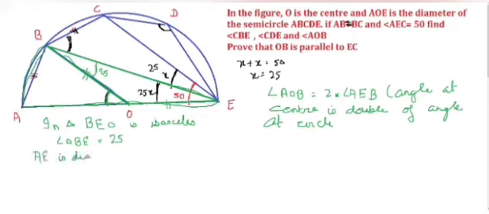Then here, now AE is diameter. So if this is diameter, it is going to make 90 degrees on the circle. So here this angle will be your 90 degrees.